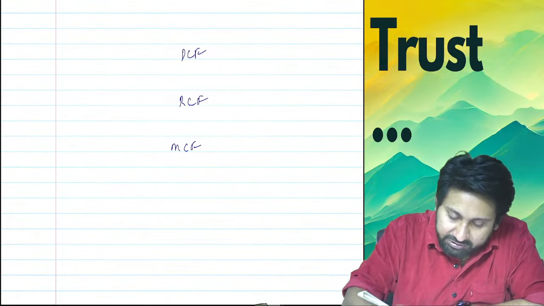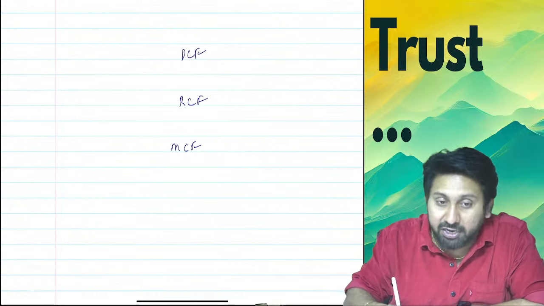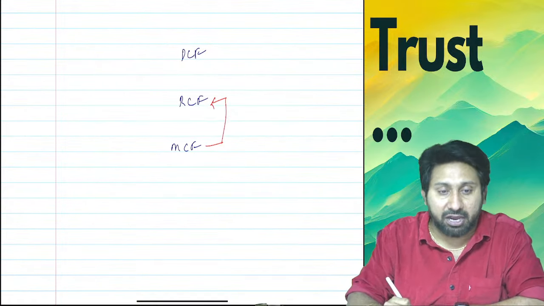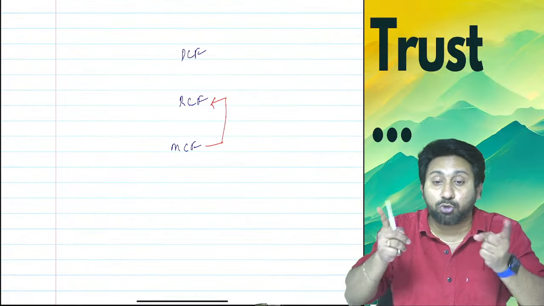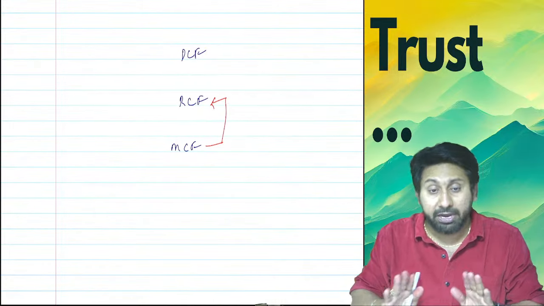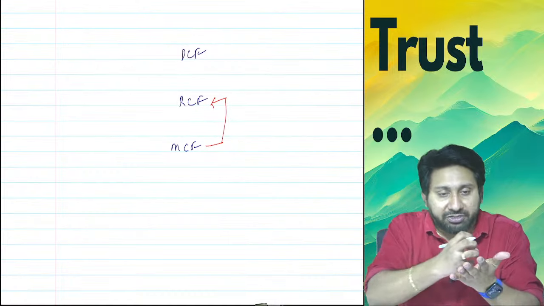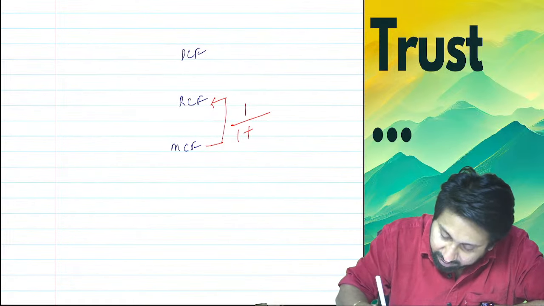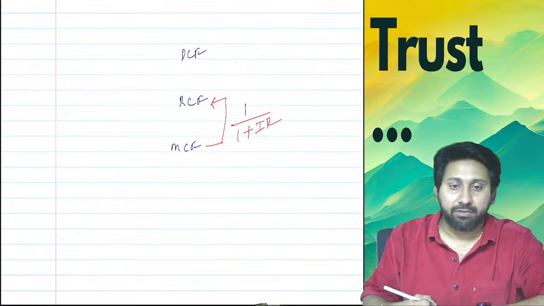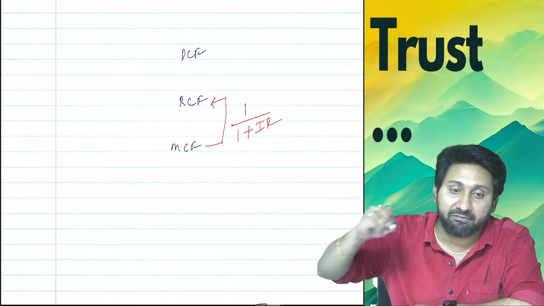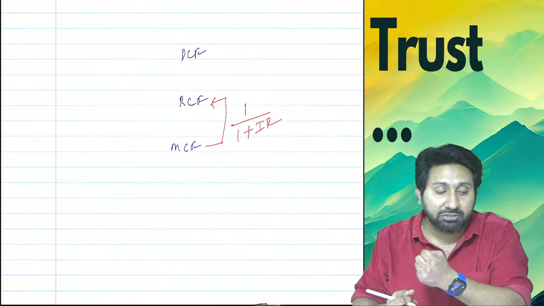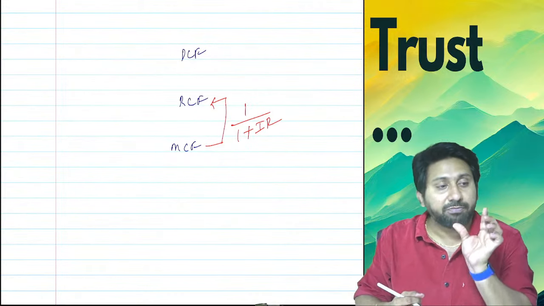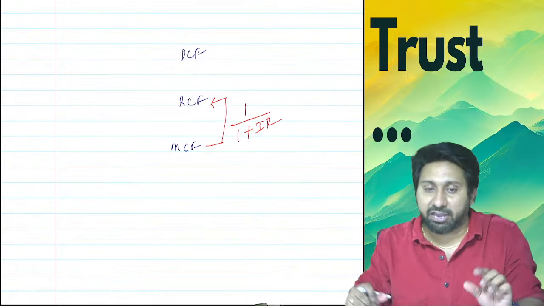Okay, first, money cash flow, discount money cash flow. Money cash flow contains both inflation and risk inside it. I should first remove inflation by discounting it, 1 by 1 plus IR. Discount money cash flows with 1/(1+IR). Whenever you discount something, something will come out. What will come out now? Inflation comes out. From the cash flow, I removed the inflation.